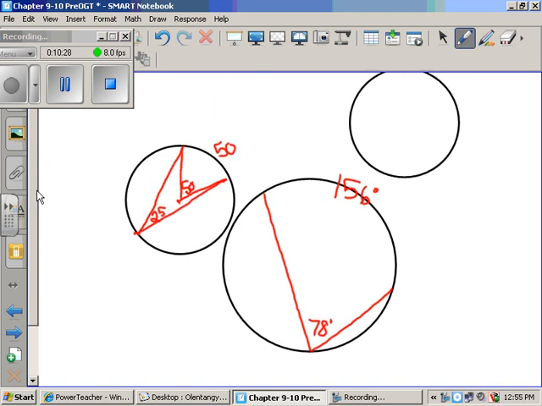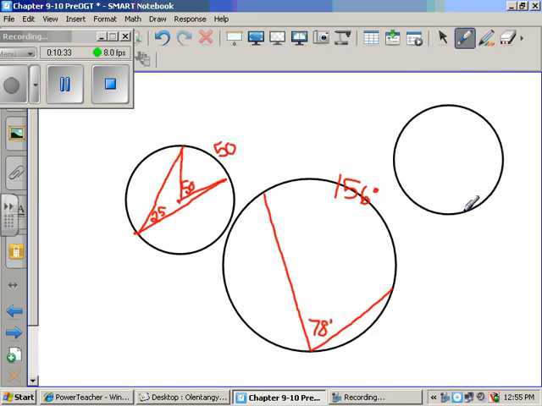So let's do this. If that's not the center. If the central angle is, let's say, what does that look like? About 80. What's the measure of that angle right there? If the central angle is 80, what's the measure of that inscribed angle?